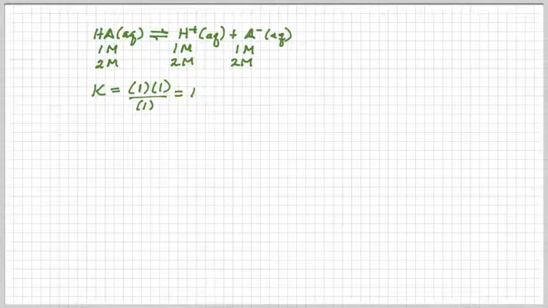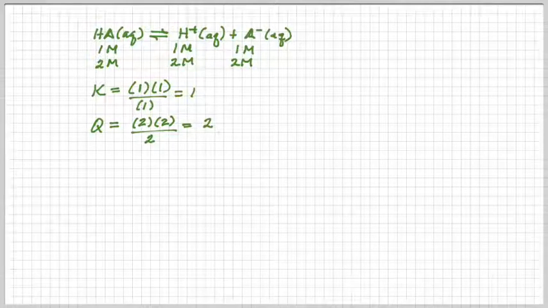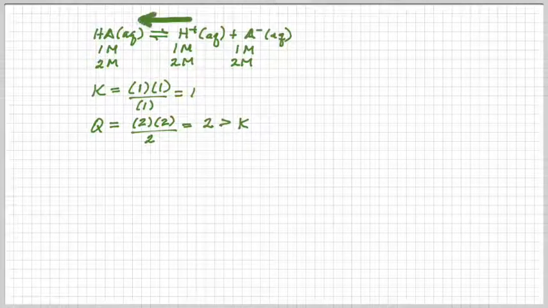So if we have 2 molar concentrations, now we've disturbed the equilibrium. What we're calculating here is going to be Q. And it's going to be 2 times 2 divided by 2. And that's going to equal 2. So what this tells me, Q being greater than K, is that this reaction is going to shift in the reverse direction towards more of the intact molecules, forming less ionization. So that's one way to think about it.